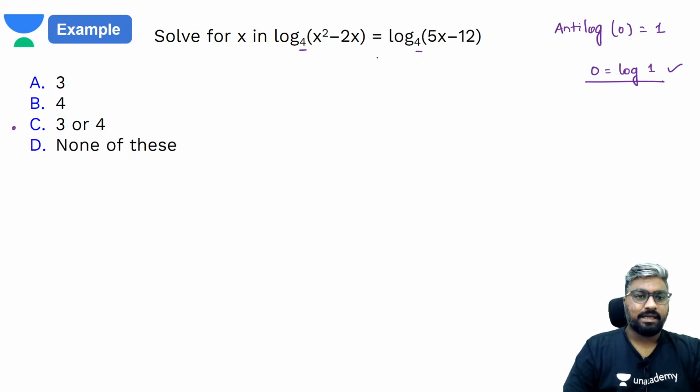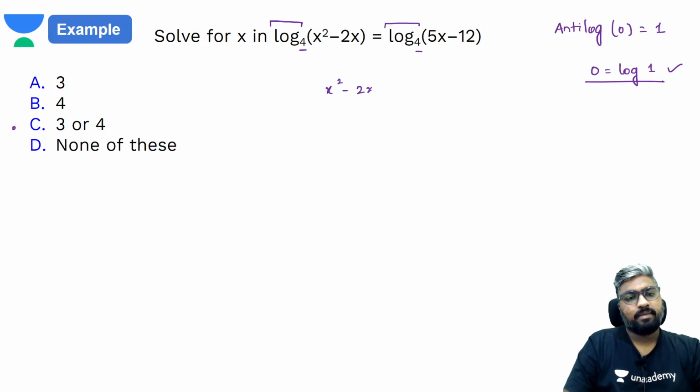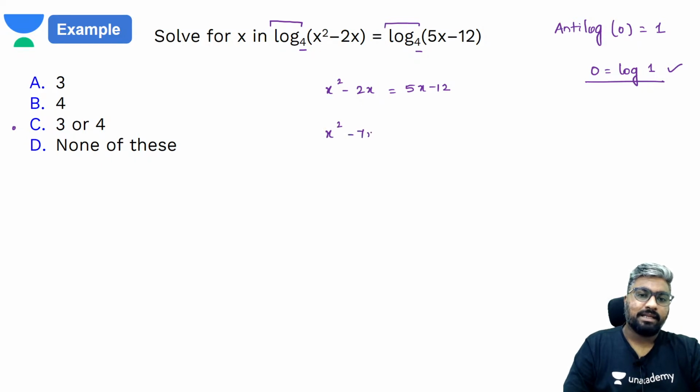So what happens in this case? If I take anti-log on both sides, because I have one full expression in log, here also a full expression in log, we will get x square minus 2x is equal to 5x minus 12. Bring everything to one side, you will have x square minus 7x plus 12 equal to 0. Now you solve this just like any other quadratic equation. You will get the possible values of x to be either 3 or 4. So x could take up 3 also, x could take up 4 also.